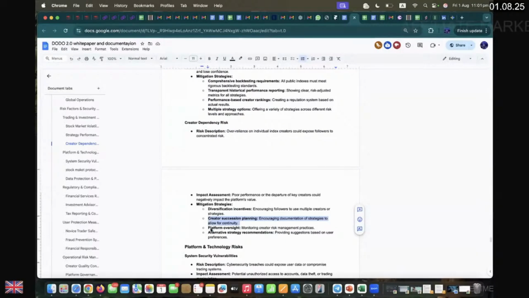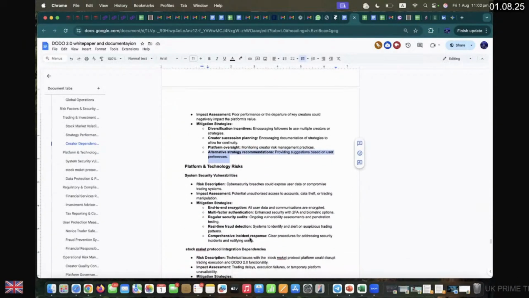Platform oversight, monitoring creator risk management practices. Alternative strategy recommendations, providing suggestions based on user preferences. This will be based on AI and this will help you guys to have an assistant always to get you recommendations based on your past trades, present positions, and expected growth approach where you can constantly create and curate your own strategy while trading.